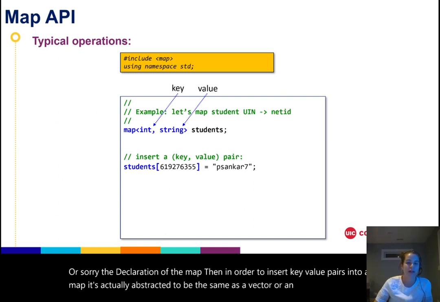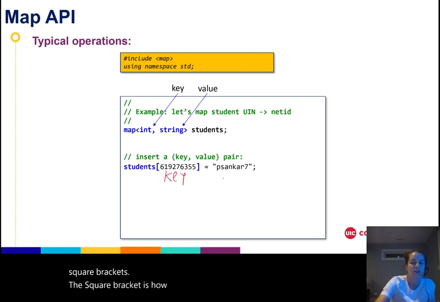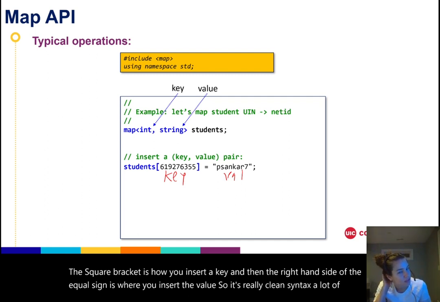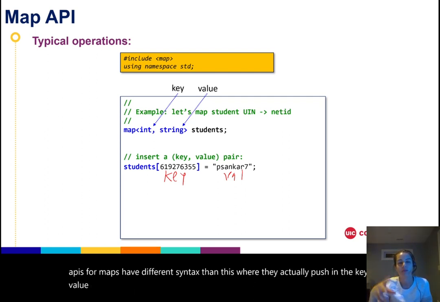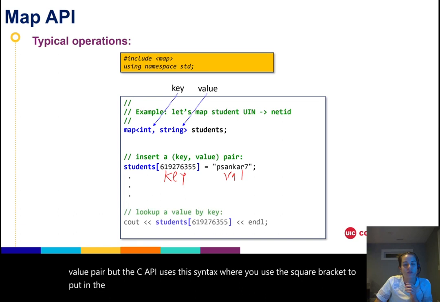So the square bracket is how you insert a key, and then the right-hand side of the equals sign is where you insert the value. So it's really clean syntax. A lot of other APIs for maps have different syntax than this, where they actually push in the key value pair, but the C++ API uses this syntax where you use the square bracket to put in the key. So that's how insertion works.